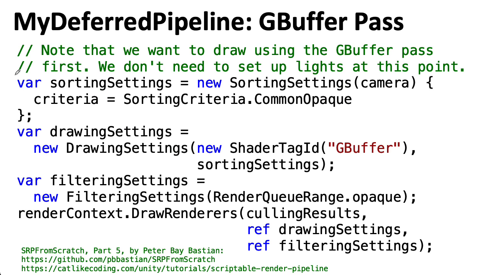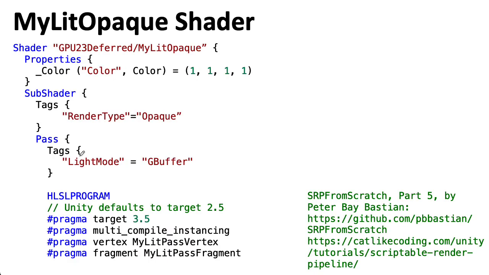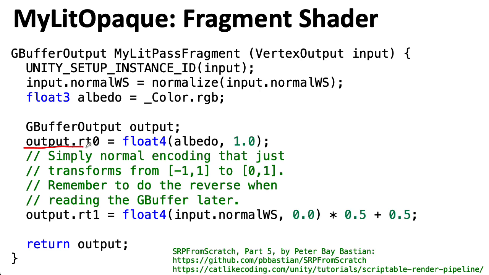Okay, so the code that starts drawing opaque objects looks like the code for drawing opaque objects in the forward rendering demo we looked at in the previous lecture. However, we have one main difference, which is we have to do this in 2 passes. In the first pass, we need to fill out the GBuffer. So we're going to use drawing settings using this GBuffer shader tag ID. So that's going to grab shaders with this light mode equal GBuffer tag. Remember that shader code is going to fill our GBuffer render targets with albedo and normal information.